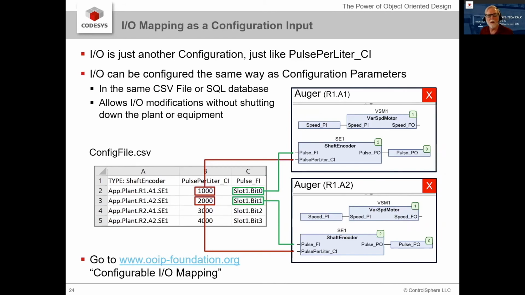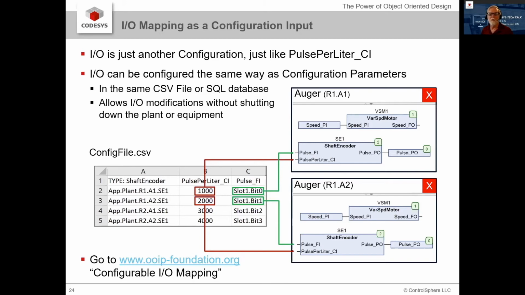Now, if you really think about it, IO mapping is just another configuration. It's something of interest to each instance and should be configured along with all the other configuration inputs for that instance. It's just really another column in the configuration sheet. Maybe two columns. If this happens to be configurable IO, if it could be configured as an input or an output or an analog or digital, there'd be another column that says, okay, I want you to be configured as a discrete input in this case. So it might be one or two columns, but it's just really another configuration.